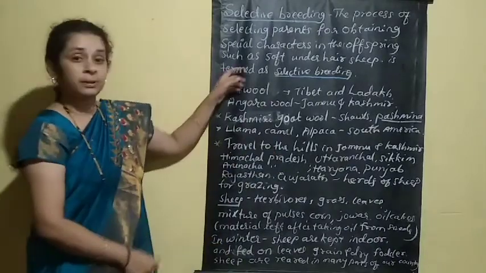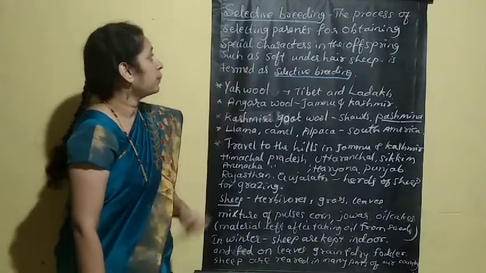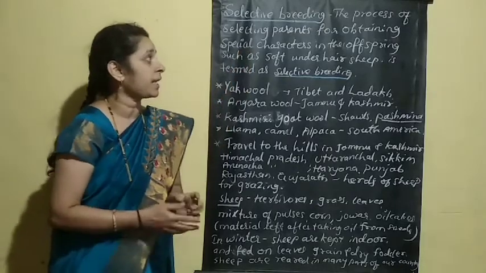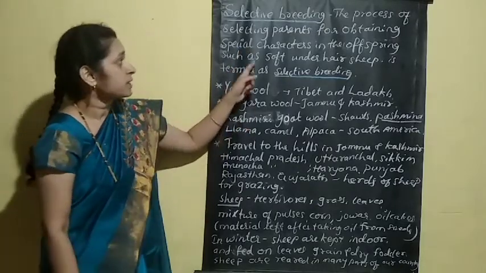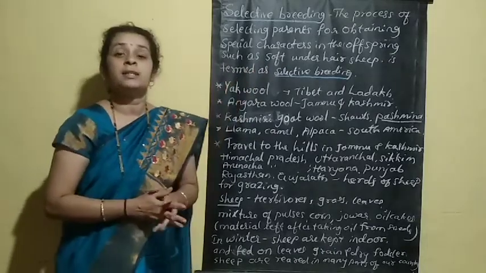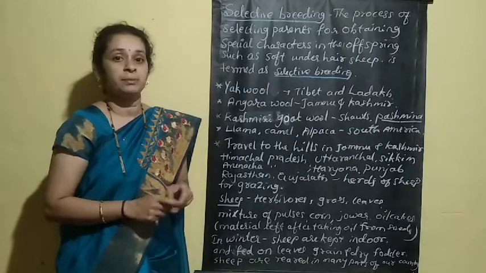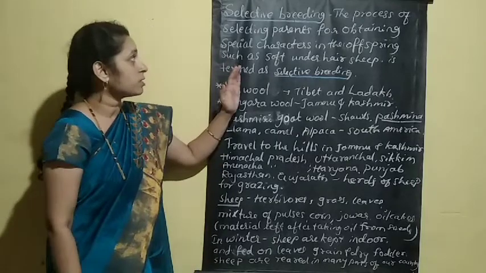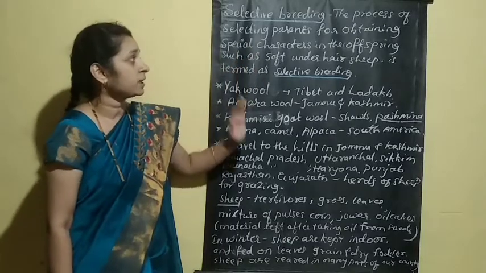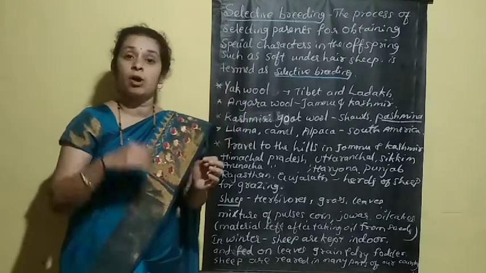Okay, what is the meaning of selective breeding? The process of selecting parents for obtaining special characters in the offspring, such as soft underhair sheep, is termed selective breeding. What is the meaning of selective breeding? The process of selecting parents for obtaining a special character in the offspring. In the offspring means what?